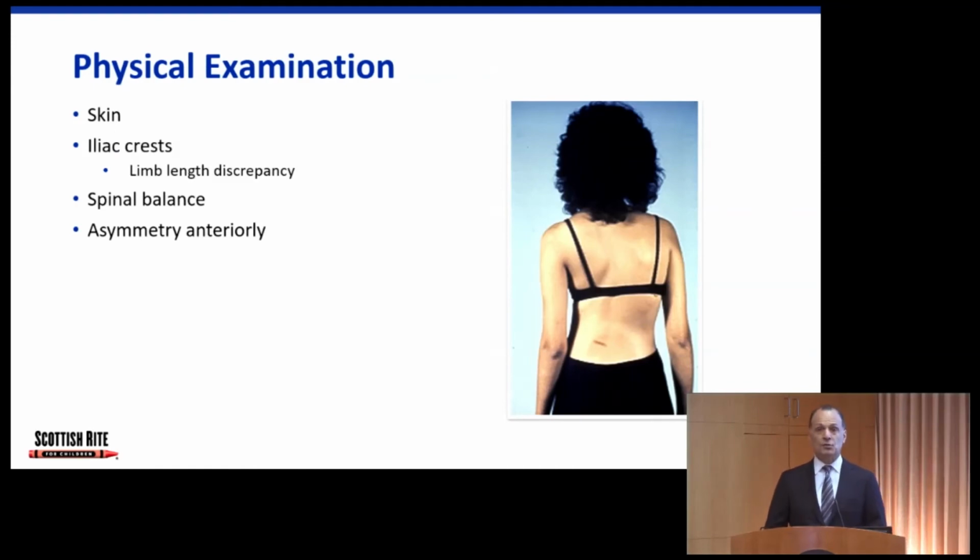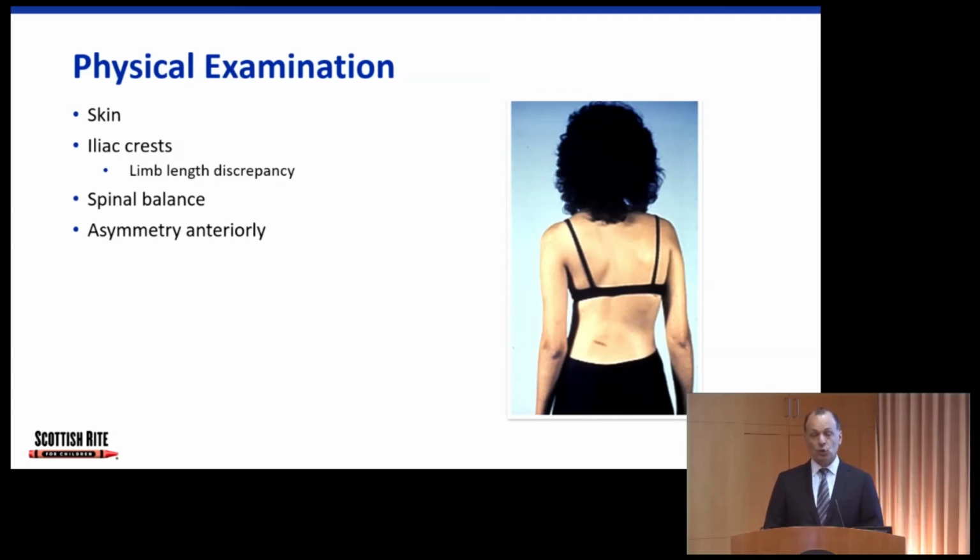So on our physical exam, we like to, again, look at their back. We look for skin changes. So children, we want to make a diagnosis of idiopathic scoliosis. It's a diagnosis of exclusion. And so if they have skin lesions like cafe au lait spots for neurofibromatosis, that certainly makes that diagnosis.